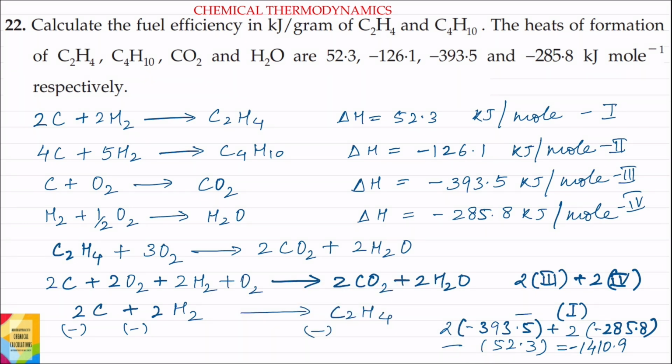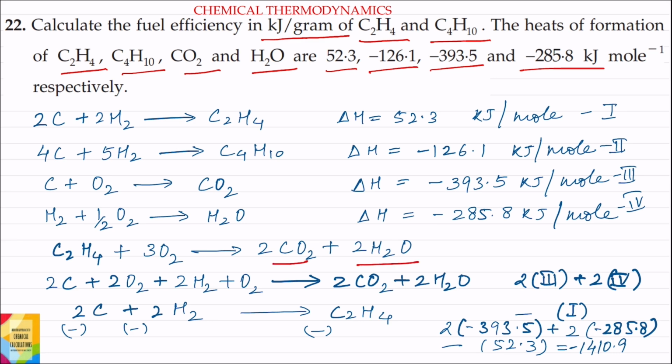Calculate fuel efficiency in kilojoule per gram of C2H4 and C4H10. The heats of formation of C2H4, C4H10, CO2 and H2O are 52.3, minus 126.1, minus 393.5 and minus 285.8 kilojoule per mole respectively. C2H4 undergoes combustion producing CO2 and H2O. Then what is the delta H value or what is the amount of heat evolved?